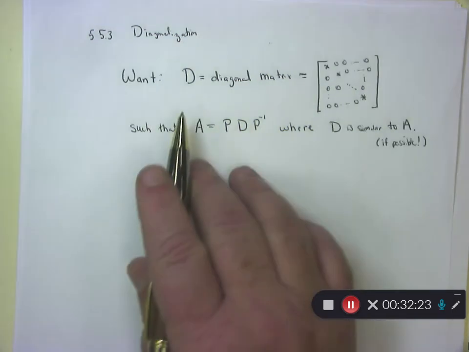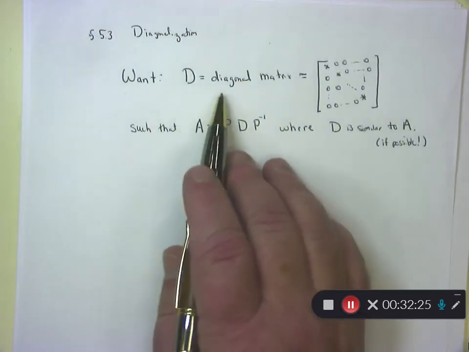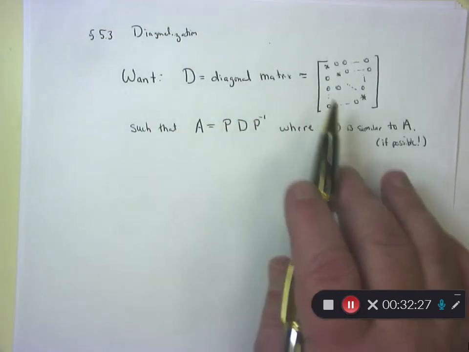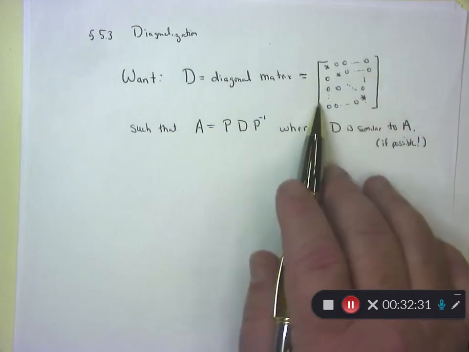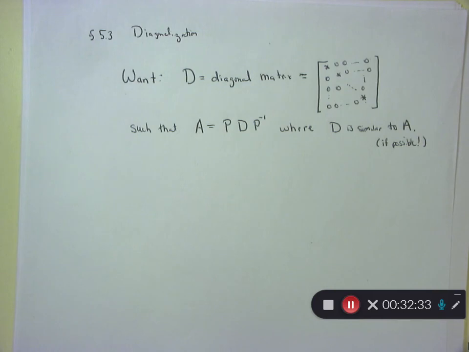This is what we want. What's a diagonal matrix? D is a diagonal matrix means you get entries on the main diagonal and zeros above and below. So yes, a diagonal matrix is triangular, but it's triangular upper and triangular lower at the same time. Zeros above and below, so the only non-zero entries are going to show up on the diagonal. Does that make sense? That's called a diagonal matrix.